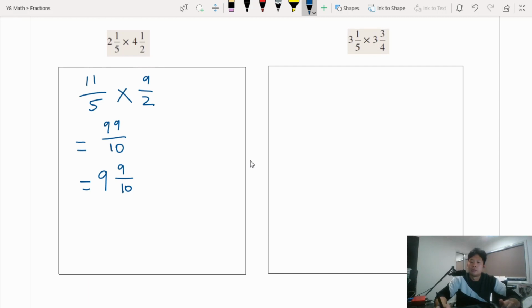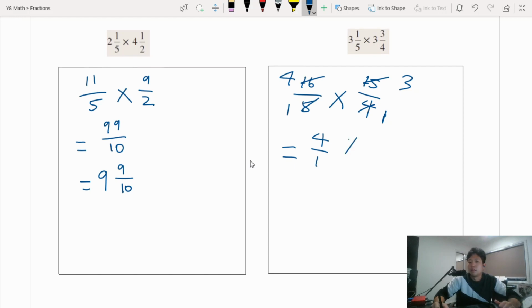Alright, now for the last question. 3 times 5 is 15, plus 1, 16 over 5. Same thing, change that to an improper fraction. 3 times 4 is 12, plus 3 is 15. Now once again we can cancel diagonally or simplify diagonally. Both divisible by 4 here, 4 divided by 4 gives us 1. 16 divided by 4 gives us 4. 15 divided by 5 gives us 3, and 5 divided by 5 gives us 1. So the question is 4 over 1 times 3 over 1, which gives us 12 over 1. Final answer is 12.